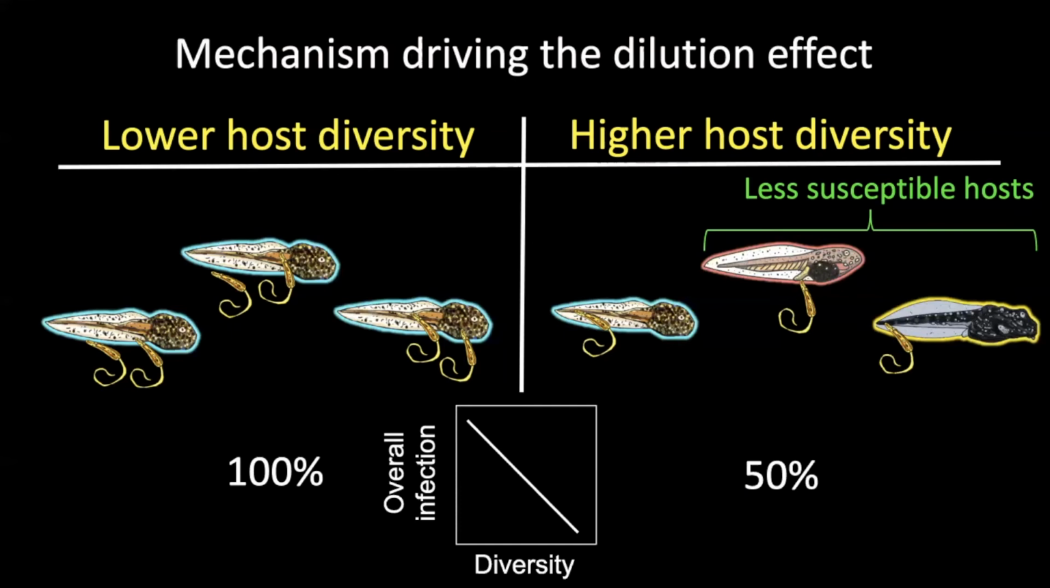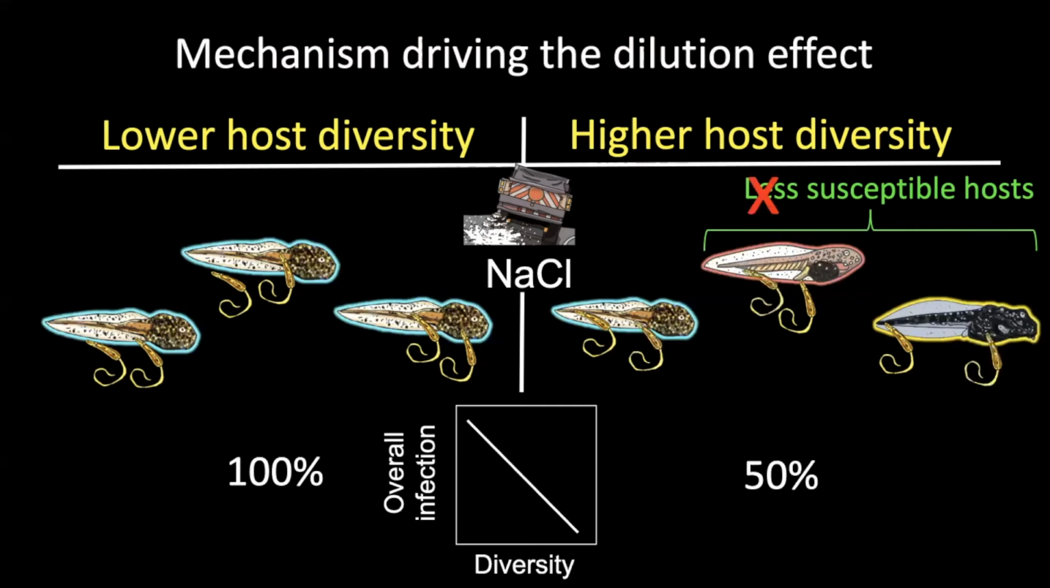One challenge with these types of studies is that they often occur in benign environments. This is relevant because, as I just showed in the previous study, the presence of a pollutant like sodium chloride can change patterns of susceptibility. So looking back at our higher host diversity community, in the presence of salt, these less susceptible hosts may no longer be less susceptible. Salt can increase susceptibility to parasites.